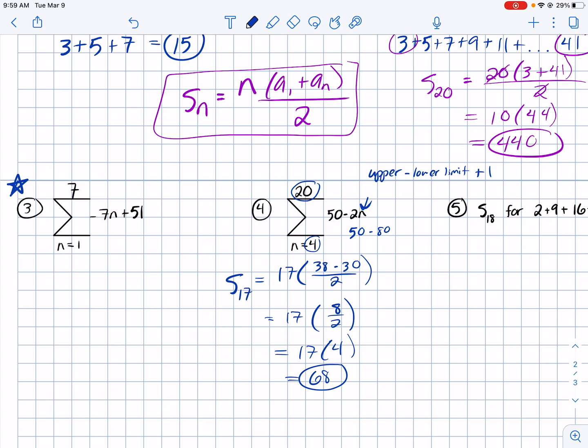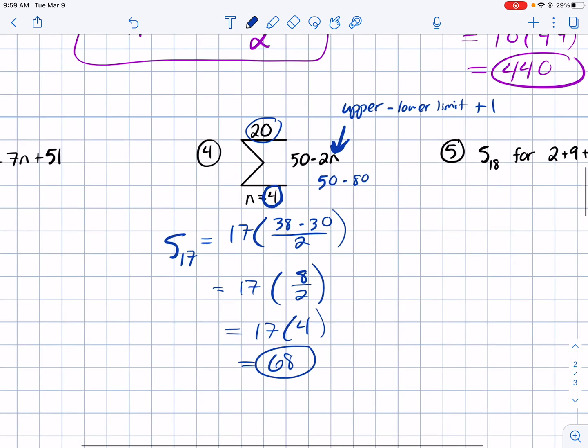So again, just be careful there. Your lower limit was not 1, it was 4. So when we're finding the first term in the series, we're plugging in a 4 here. Our upper limit was 20. So when we're plugging in 20, we need to plug in 20 for your n. Oh, we need to fix something.